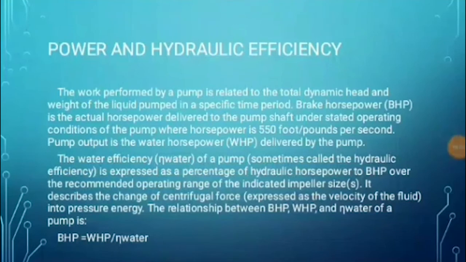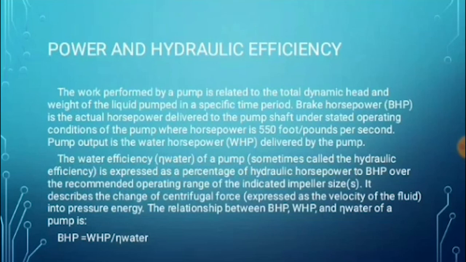Power and hydraulic efficiency. The work performed by a pump is related to the total dynamic head and the weight of the liquid pumped in a specific time period. Brake horsepower, or BHP, is the actual horsepower delivered to the pump shaft under stated operating conditions of the pump, where horsepower is 550 foot-pounds per second. Pump output is the water horsepower, or WHP, delivered by the pump. The water efficiency of a pump, sometimes called the hydraulic efficiency, is expressed as a percentage of hydraulic horsepower to BHP over the recommended operating range of indicated impeller size or sizes.